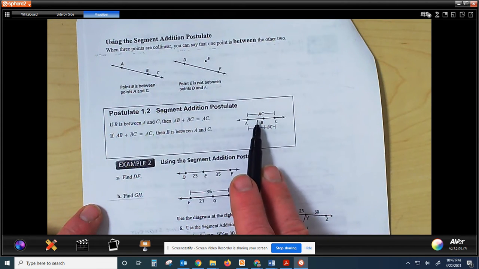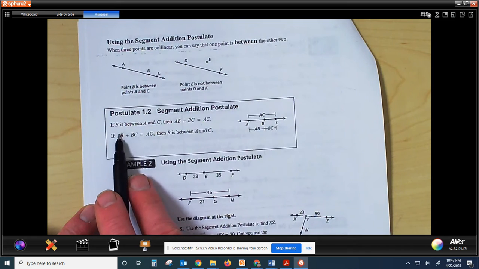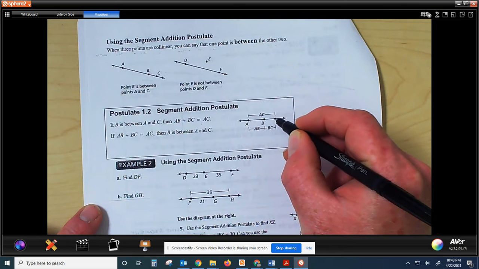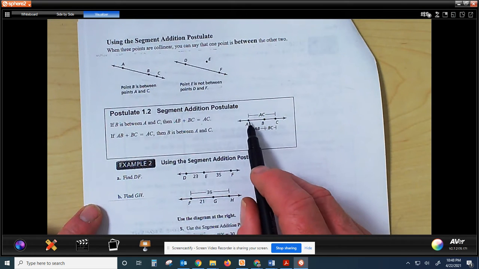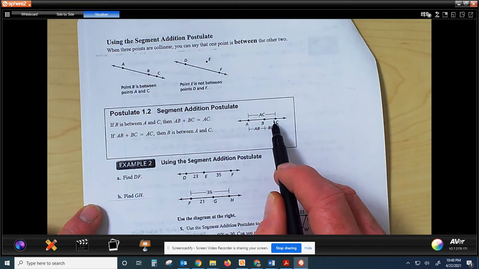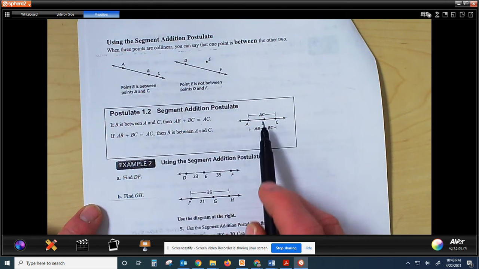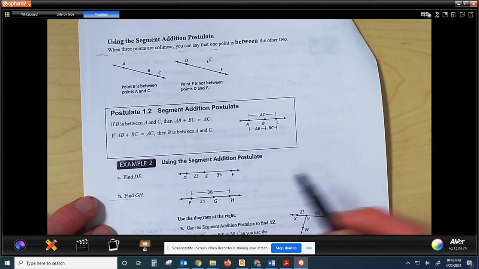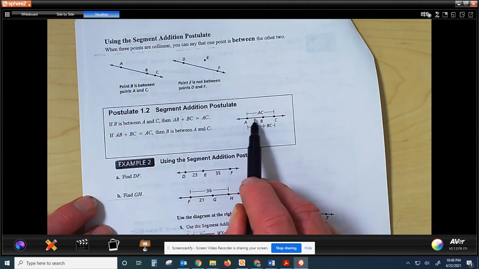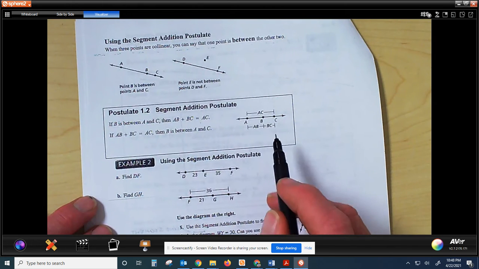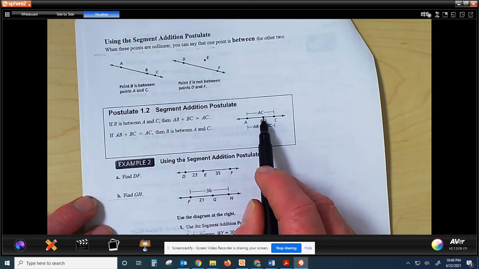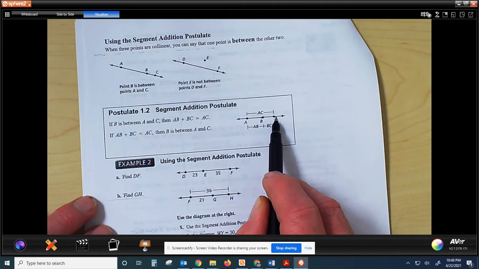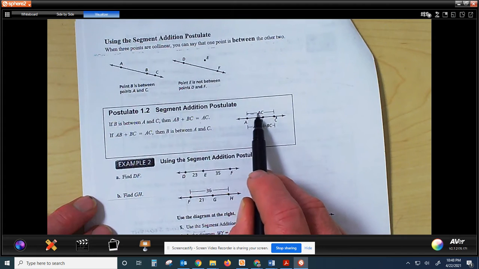So if the line segment AB plus the line segment BC add up to the full distance of AC, then you can prove that B is between the two. That seems obvious, like B looks like it's between the two, but we need a little bit of geometry to strengthen our assumptions here. If they're on the same line, you can say that B's in the middle and that this line segment plus this line segment will equal the total, AC.